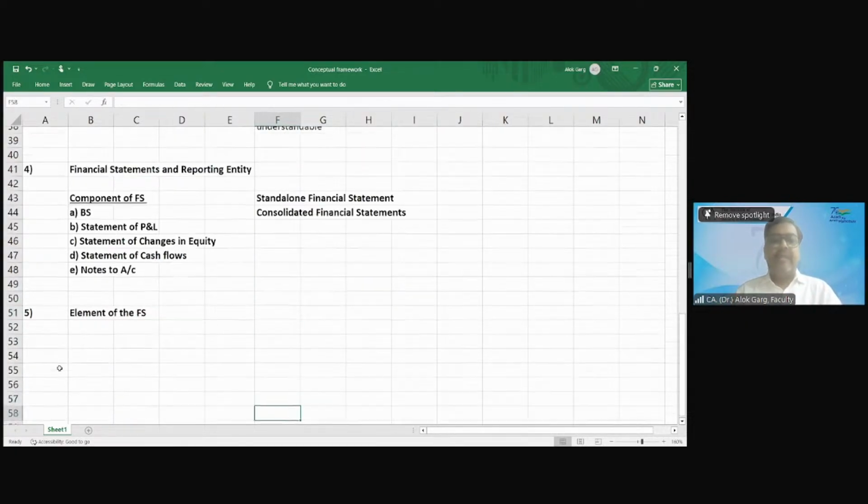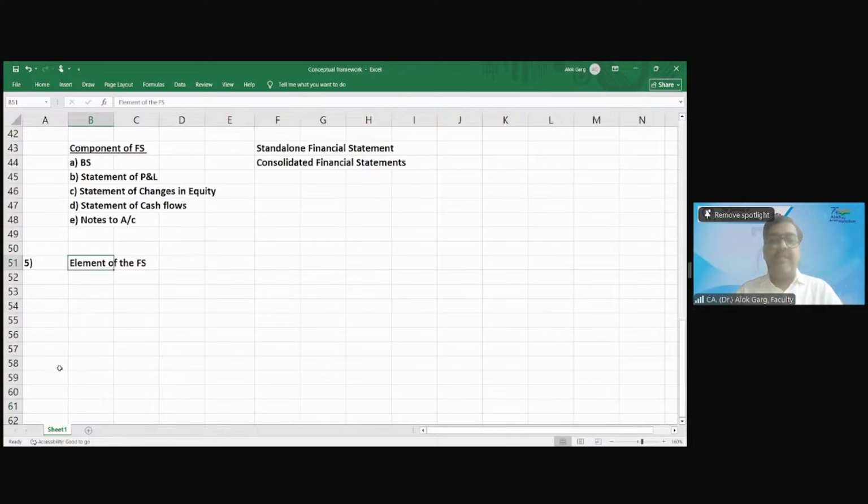Yes. Elements of the financial statement. Now, what is the element of the financial statement? Asset, liability, equity. There are three elements to the balance sheet, and income and expenses. Right? So name any item. It will get fitted into these five elements. Name any transaction, any item.